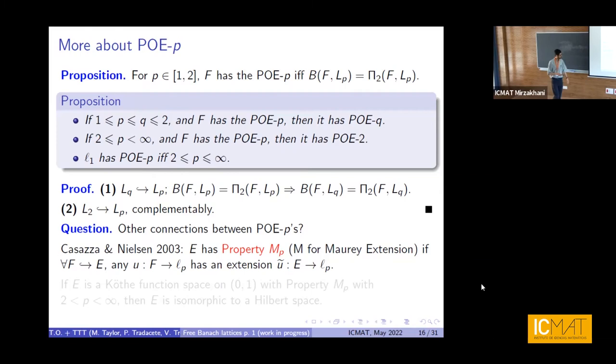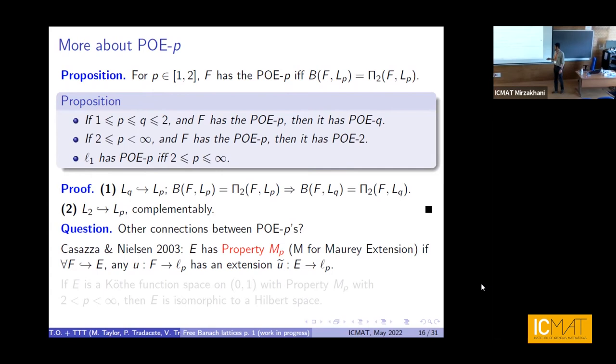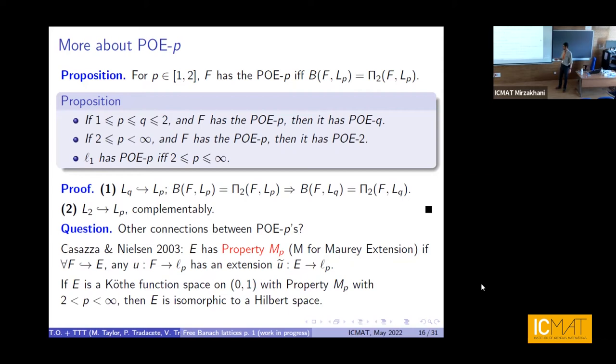The embedding between the free Banach lattices of F and E will actually be a lattice isomorphism. FBL^(P), I forgot to write P here. So this will be a lattice isomorphism for any subspace F of E. And in that paper, they have some characterizations of spaces which have this property MP. Perhaps the most interesting from the Banach lattice standpoint is the following. Let's say E is a Köthe function space on [0,1] which has property MP when P is strictly between 2 and infinity. Then it turns out that E is isomorphic to a Hilbert space. Of course, Hilbert space really has this MP property, but it turns out that it's the only option.